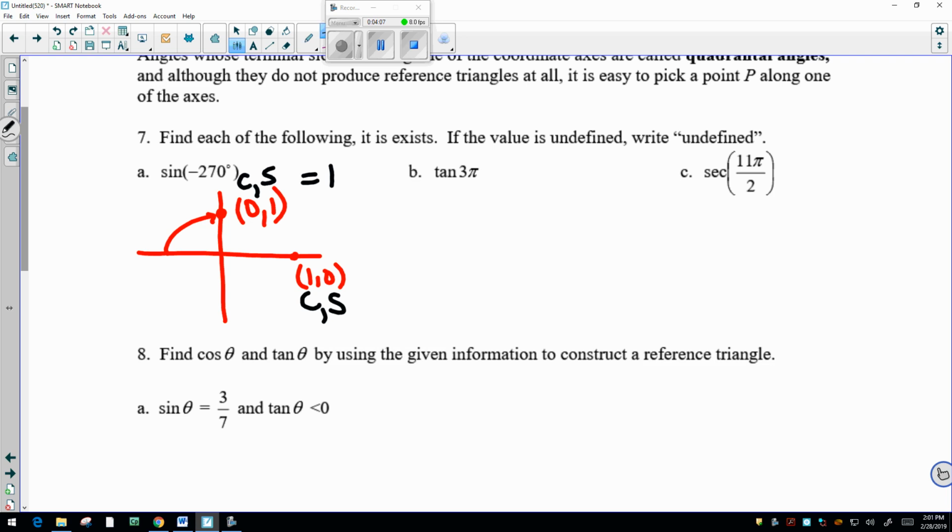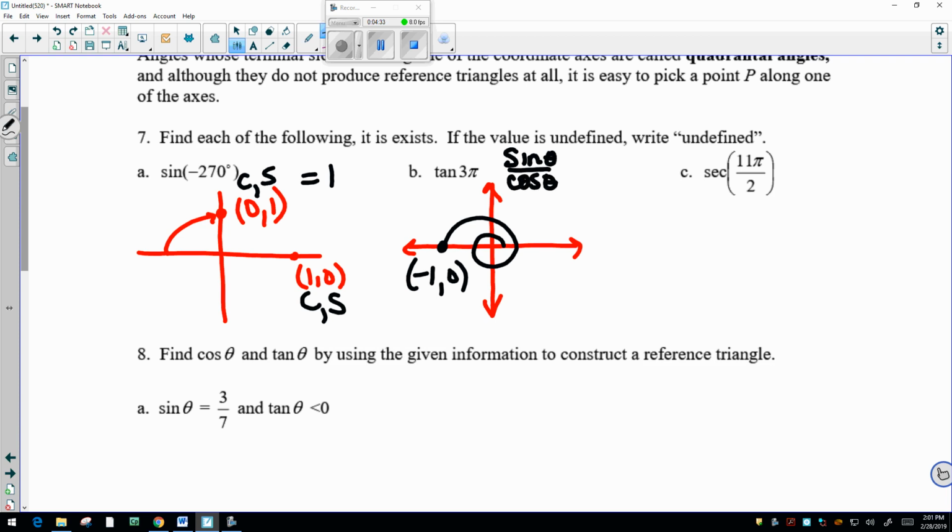Okay. Tangent of 3 pi. One full rotation I know is 2 pi, so I have to do a full rotation and an extra half. That's putting me over to here on the axis. So our unit circle coordinate is negative 1, 0. And now I want tangent. Well, tangent is made up of sine over cosine. I know it goes cosine, comma sine, so I'm going to take my values and go sine over cosine, which is going to give me a value of 0.